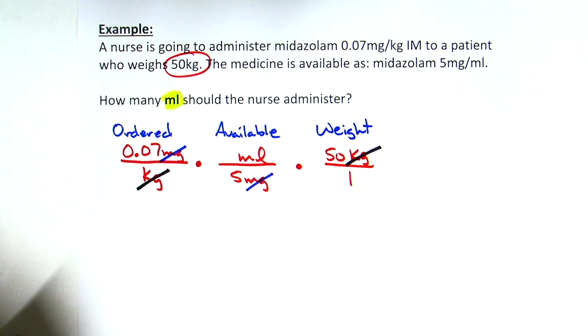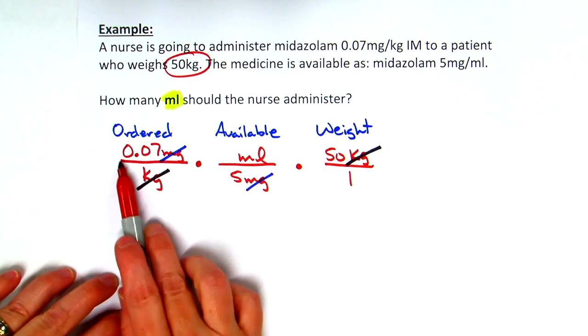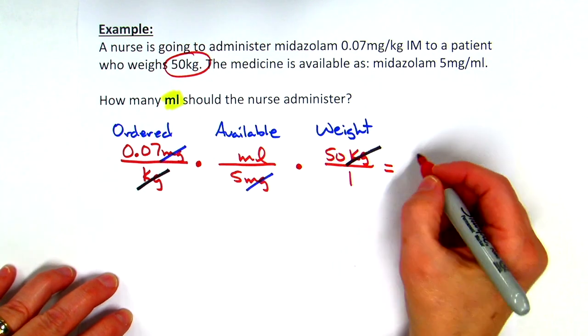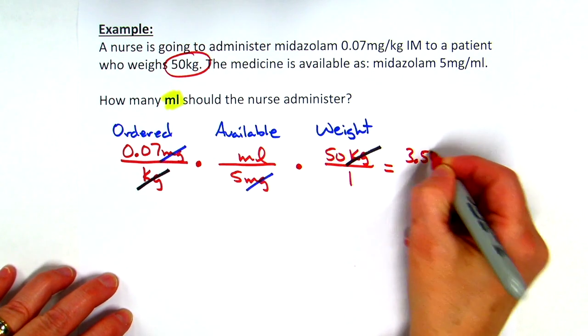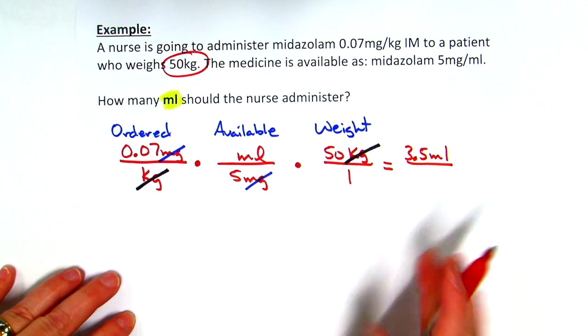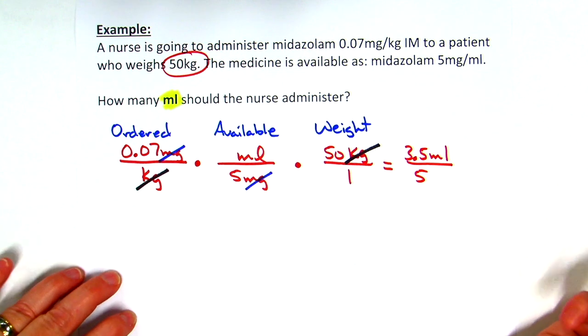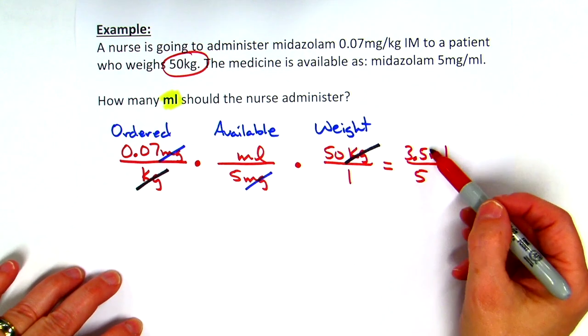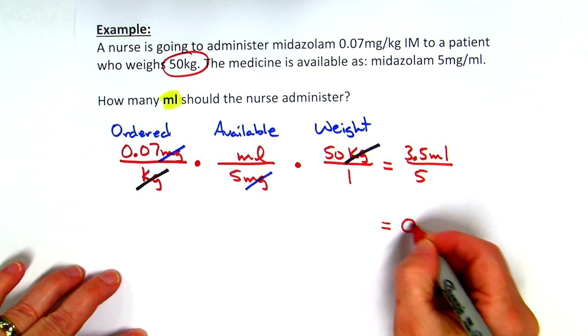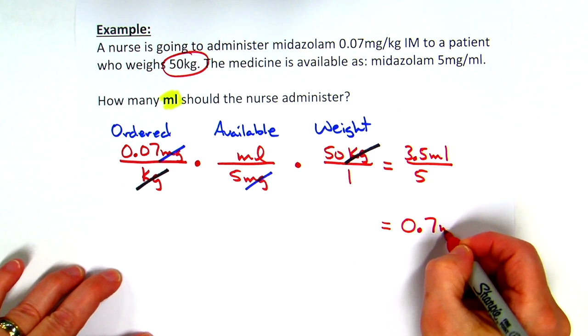Then you're just going to use a calculator. You're going to go 0.07 times 50. Across the top, that's going to give me 3.5 mL. Across the bottom, 1 times 5, I have a 5 there. Then you're going to divide 3.5 by 5. That will leave you with 0.7 milliliters.